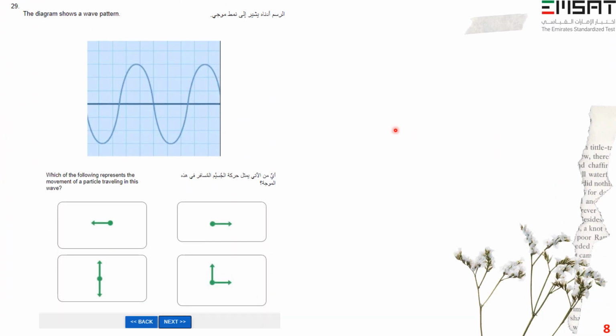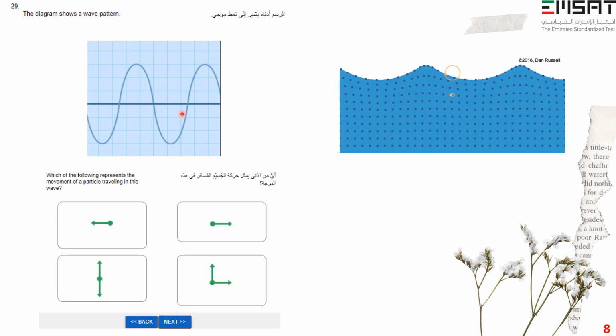We continue with the next question. The diagram shows a wave pattern, as you see here. The question is, which of the following represents the movement of a particle traveling in this wave? So imagine that we have a particle on that wave, how will that particle behave, or how will that particle move?